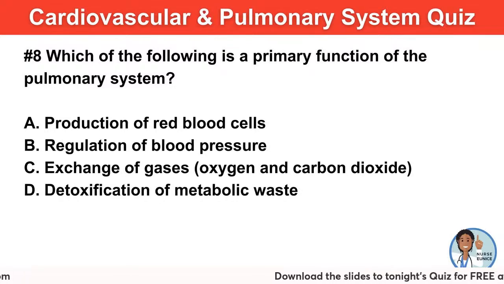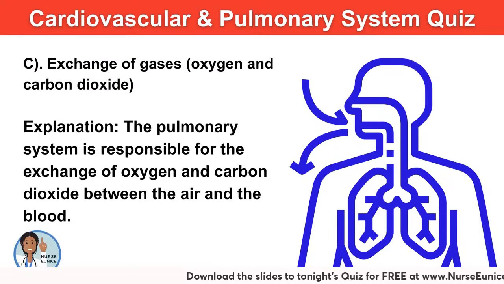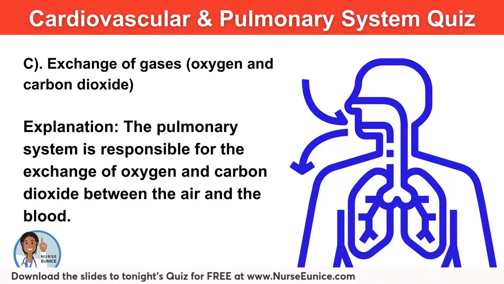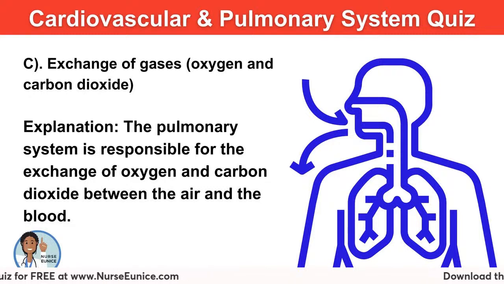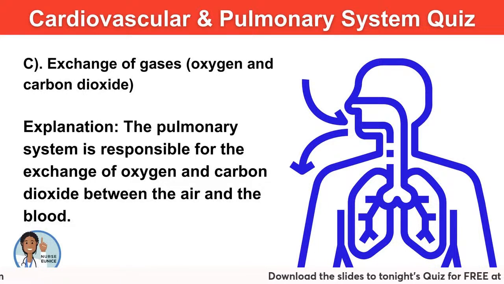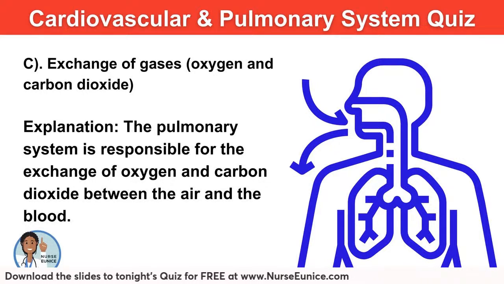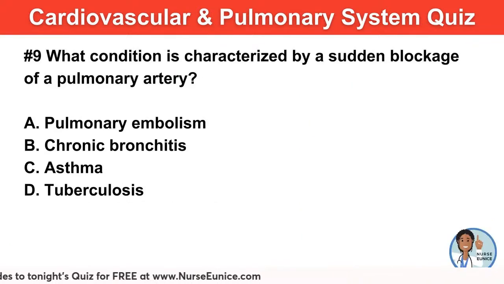Sherry, Nabi, yes, it is C. So the pulmonary system is responsible for the exchange of oxygen. That's what we inhale. That's the good stuff. And then when we breathe out, we exhale, we release the carbon dioxide into the air. And so that helps keep the blood at a more, I want to say, alkaline or base state.